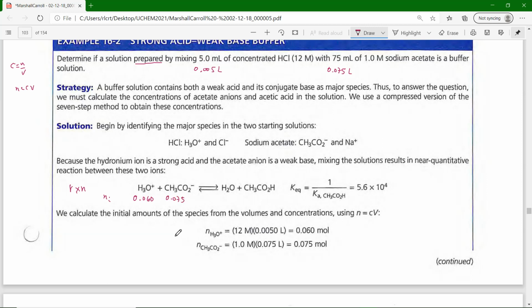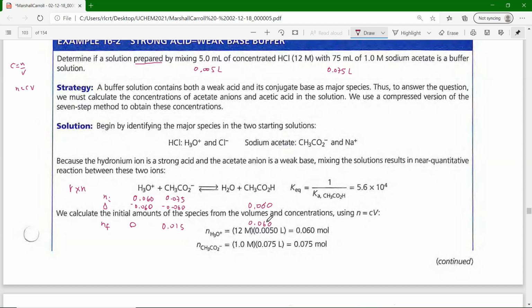So when they react, all the H3O plus is consumed. So it's the limiting reactant, and I have some acetate left over. Well, it's a 1-to-1 ratio, so I lose 0.06 of that, and I gain 0.06 of the acetic acid. So finally, I'll have 0 of the H3O plus. With the CH3CO2 minus, I'll have 0.015. And of the acetic acid, which was now created, I'll have 0.060, which is 4 times the acetate.